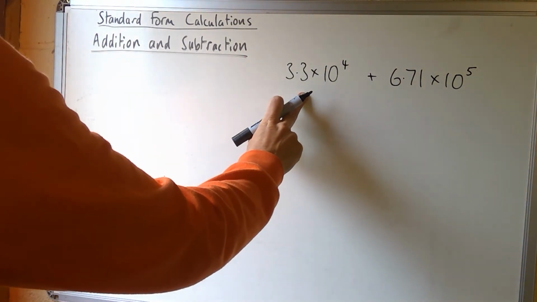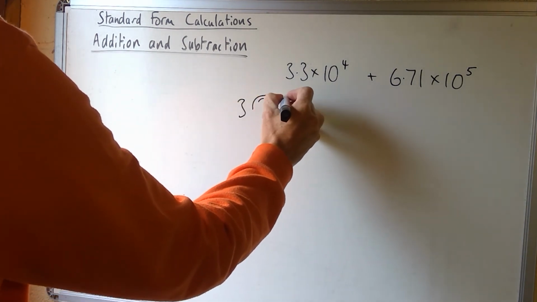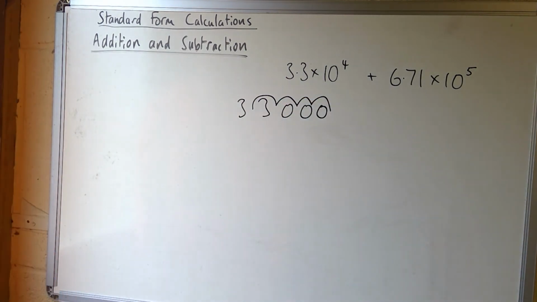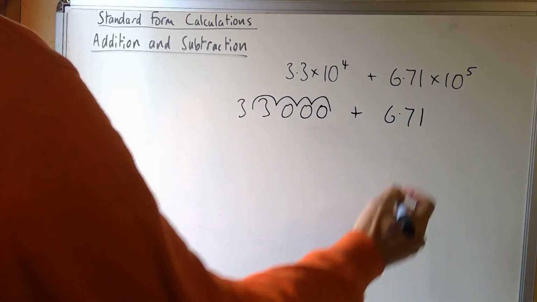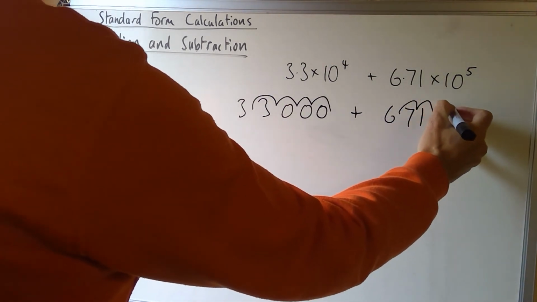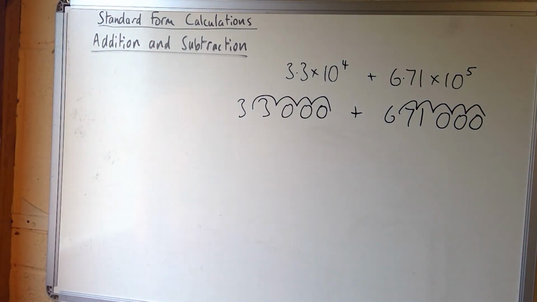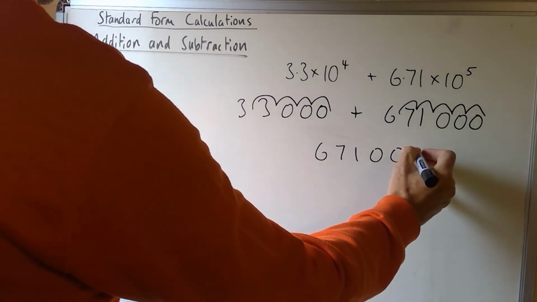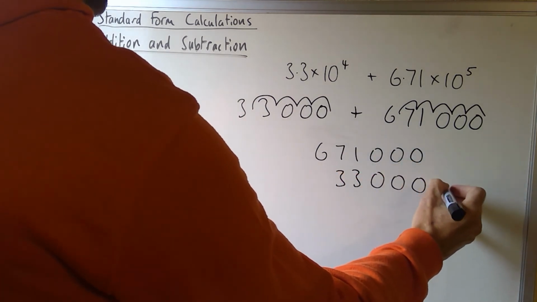So I need to write this number out. So 3.3 times 10 to the 4, 1, 2, 3, 4. So that's 33,000. Add together this one, so 6.71 times 10 to the 5, 1, 2, 3, 4, 5. That's 671,000. So the best way to make sure I get everything in the right place here is to write them out as a column addition.